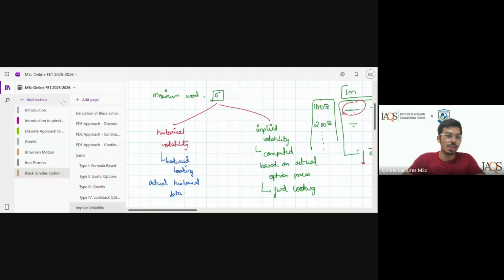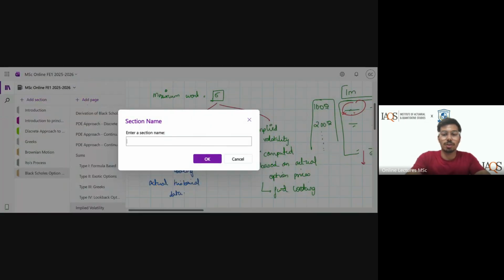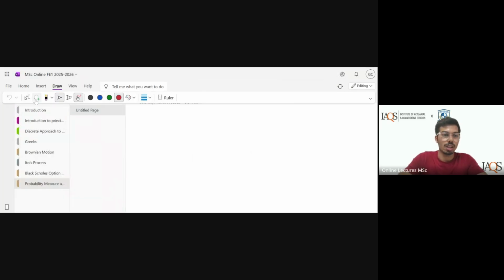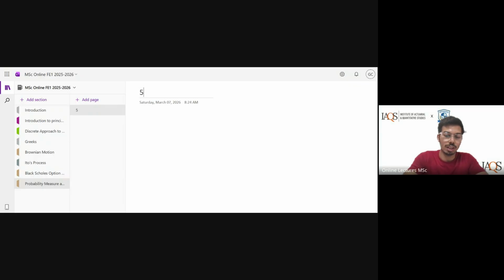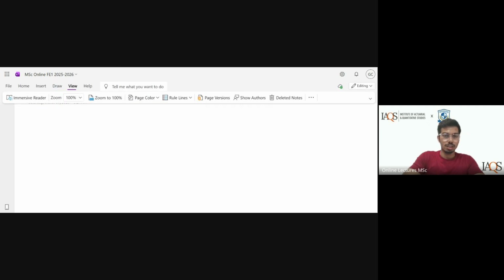All right. Let's start with the new chapter then. The name of the chapter is Probability Measure and Risk Neutral Price. I'll write it again fully. I would call it 5-step discrete and continuous. I'll write the name of the chapter again.